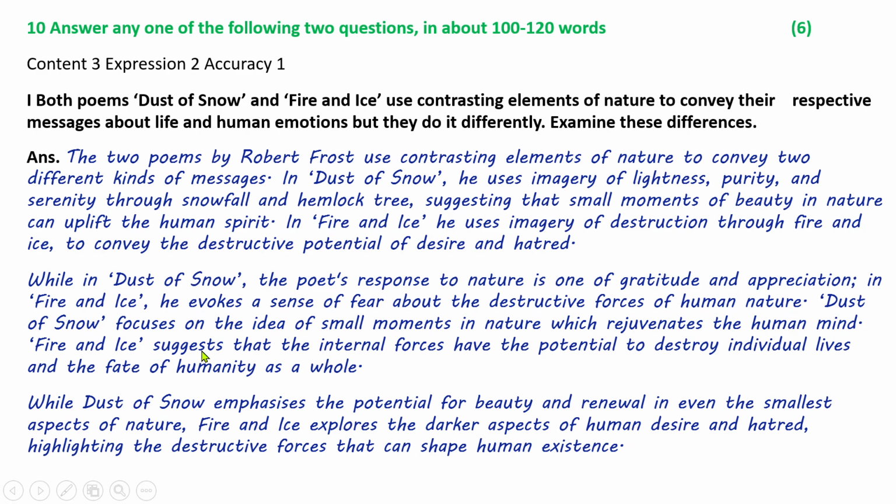Dust of Snow focuses on the idea of small moments in nature which rejuvenate the human mind. Fire and Ice suggests that the internal forces have the potential to destroy individual lives and the fate of humanity as a whole. While Dust of Snow emphasizes the potential for beauty and renewal even in the smallest aspects of nature, Fire and Ice explores the darker aspects of human desire and hatred, highlighting the destructive forces that can shape human existence. So this is how in Dust of Snow and Fire and Ice, the poet uses different elements of nature to convey 2 different types of messages.